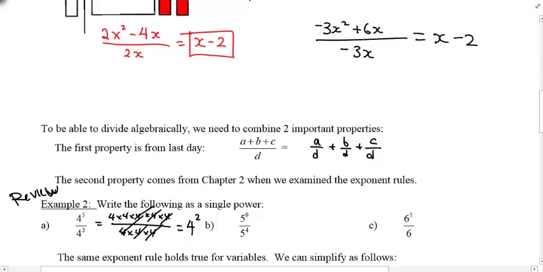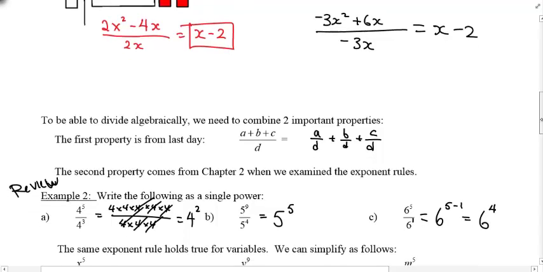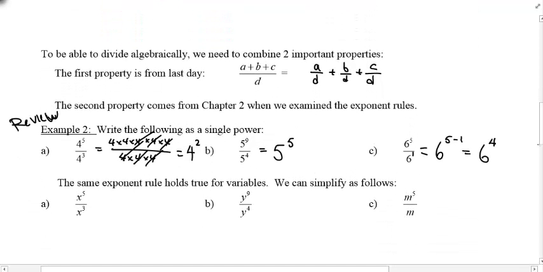So how do we simplify this? With the same base, all we need to do with the exponents is to subtract. So in this case, the base is the same. We'll subtract 9 minus 4, that's just 5, so 5 to the power 5. Same thing here, the bases are the same. We'll subtract 5 minus, oh, that's a 1, right? So 5 minus 1 is 4, so 6 to the power 4. It's the same thing with variables, okay?